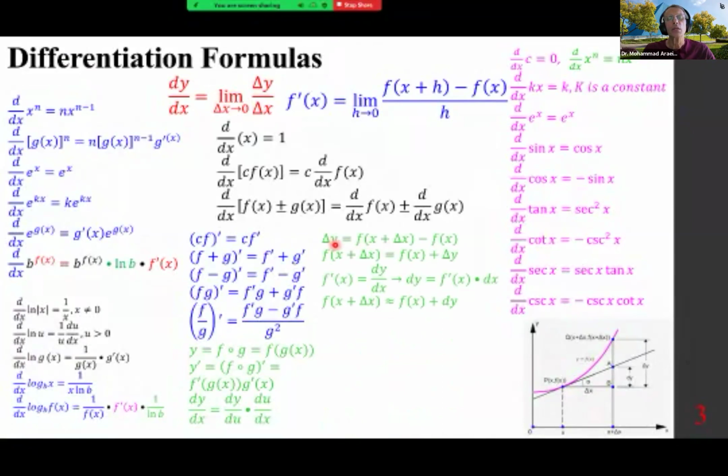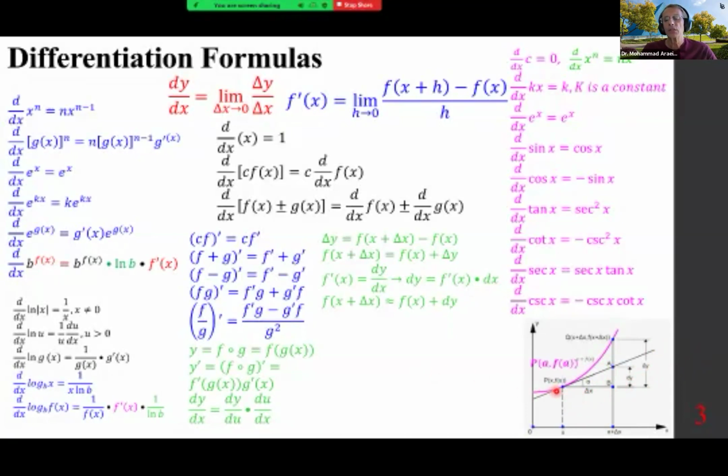Delta y is precisely f of x plus delta x minus f of x. That means if you have a curve, the rise along the curve, this distance, is delta y. dy, the rise along the tangent line AB, is f prime of x times dx. Delta y can be approximated by dy as long as delta x is pretty small.